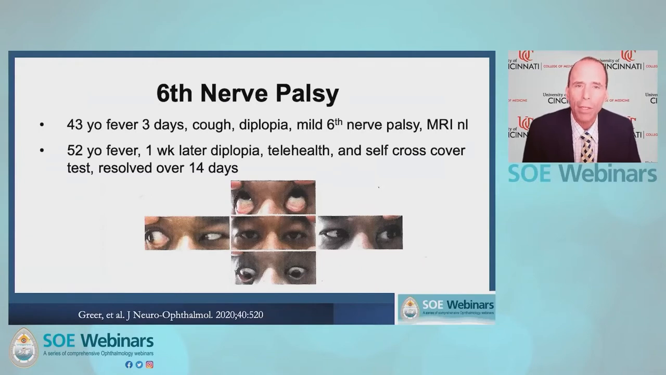These photographs are actually video photographs of a self exam on the computer, and the patient actually during that video, which I don't have, did a self cross-cover test showing esotropia, and I think you can see from the photos fairly good eye movements except for a mild left abduction deficit present in our screenshot or photograph to the immediate right. This double vision resolved over about 14 days. The sixth nerve palsy also resolved in the first patient over less than 1 month.